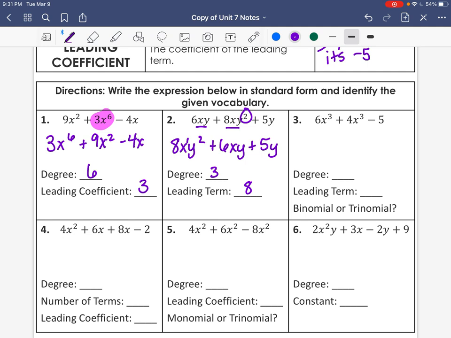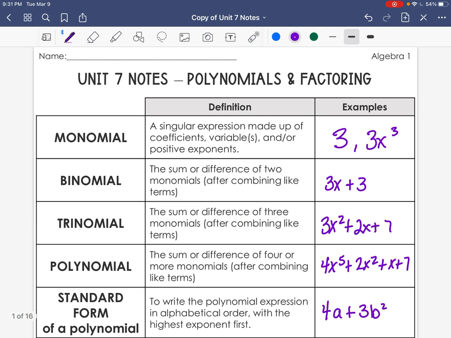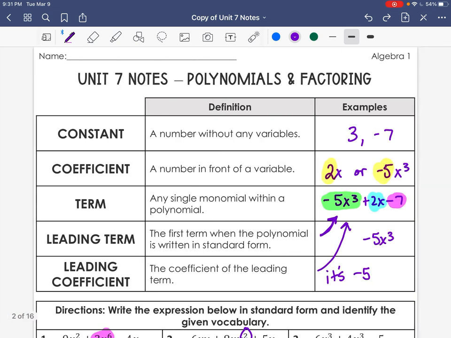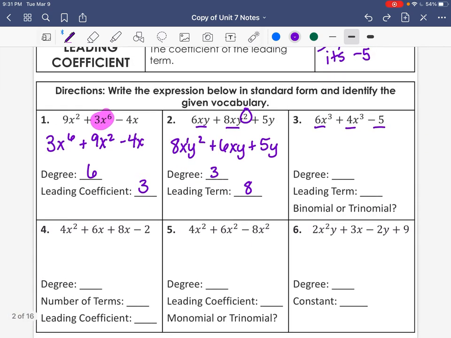All right, number 3 is tricky because it looks like it's a trinomial because there's 3 terms, but it's actually not a trinomial. Remember in the definition over here that a trinomial is the sum or difference of 3 monomials after combining like terms. Well, if we look at this problem, these are like terms. So we need to combine them first.